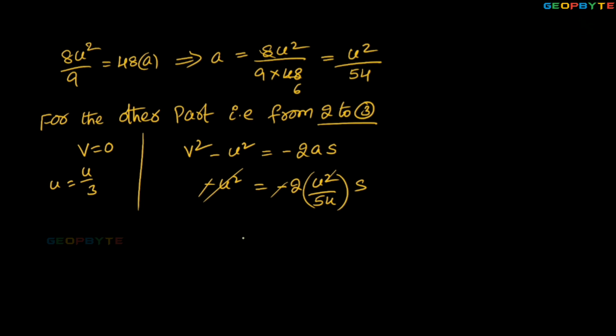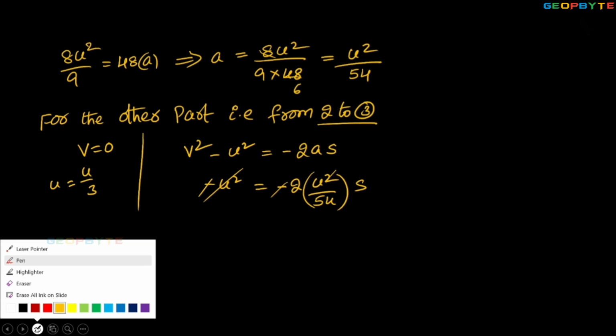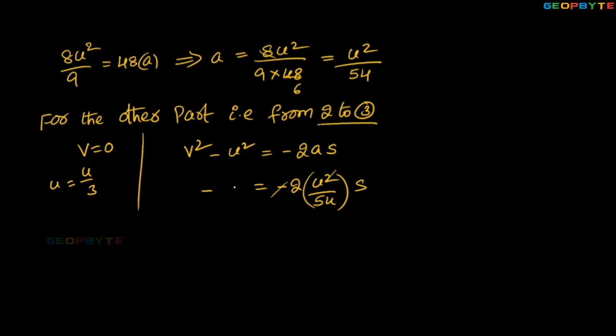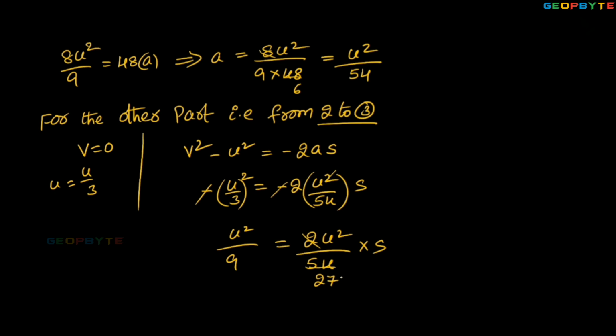Finally, u square by 9 equals 2 u square by 54 into s. Here 9 times 3 is 27, 27 times 2 is 54. u square cancels. Finally s equals what? s by 3 equals 1. s equals 3 centimeters.